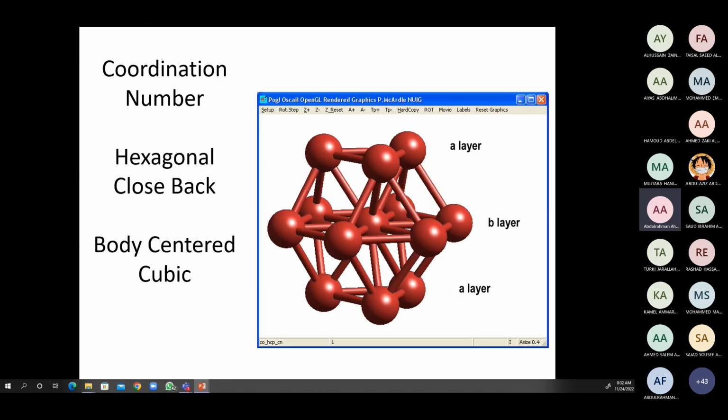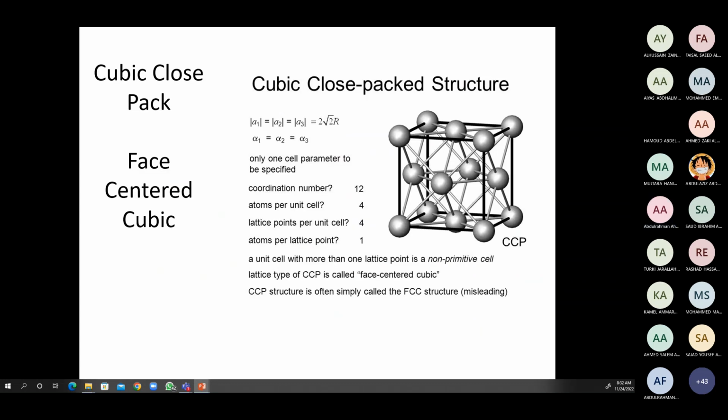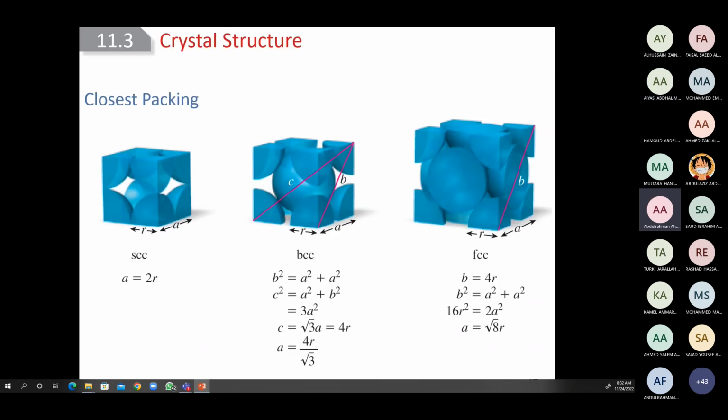Obviously. Now, when you do that, you will find that hexagonal close packing is the body-centered cubic, and cubic close packing is the face-centered cubic. Clear? You have to know this. Good. Next.